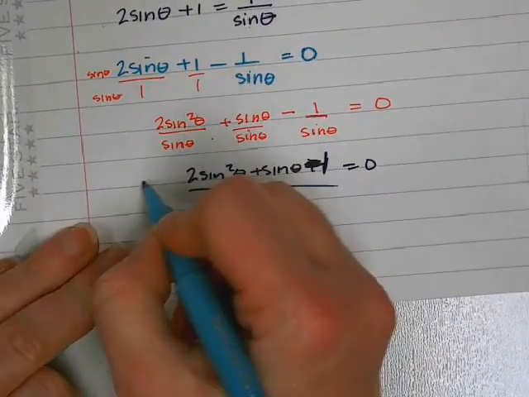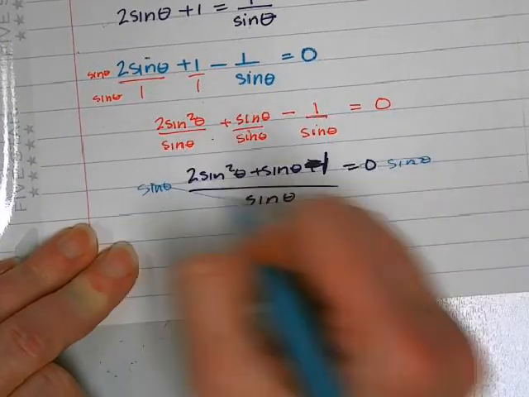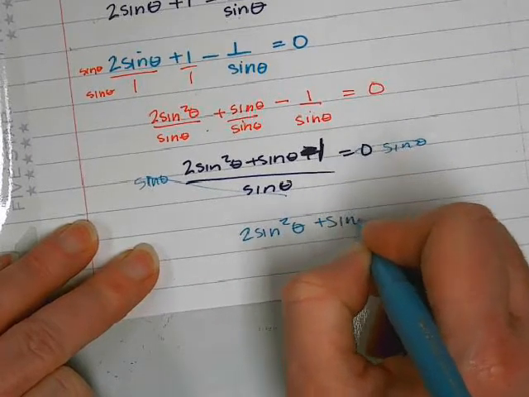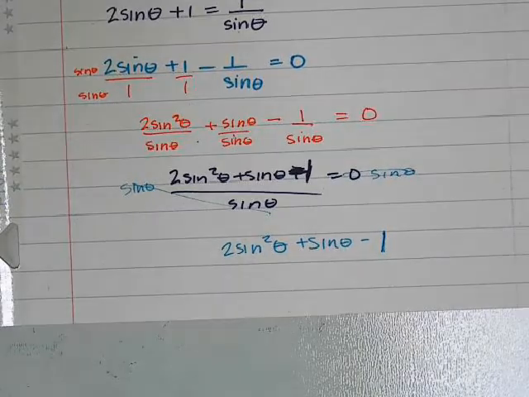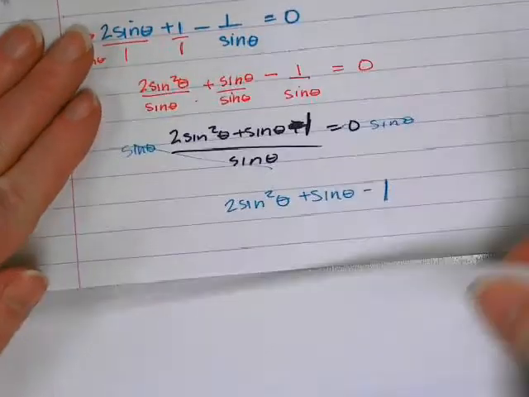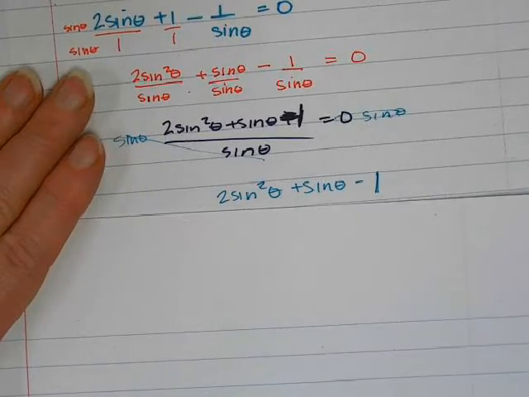So if I multiply both sides by sine theta, 0 times sine theta is 0. So now all I have left is just this trinomial, which you're just going to factor. I think it's easier to just write it down with x's and factor it like you would factor anything. So I'm going to rewrite it as 2x squared plus x minus 1 and factor it because it's simpler.